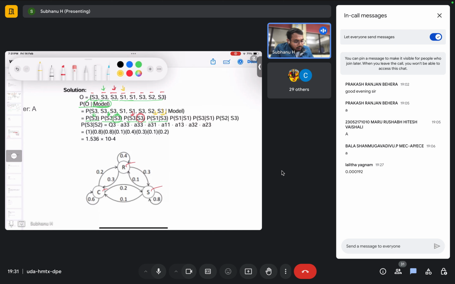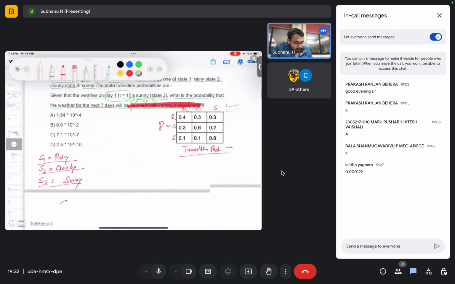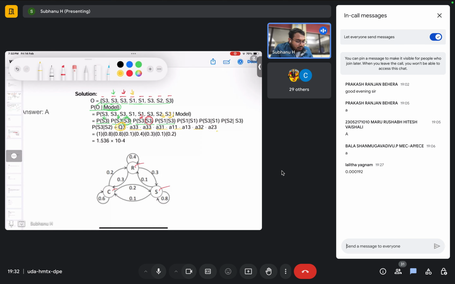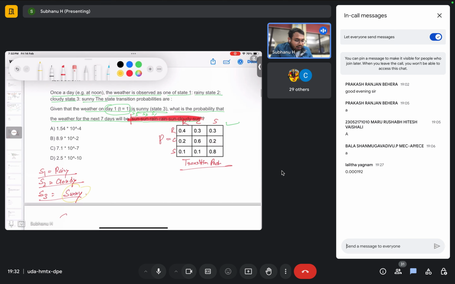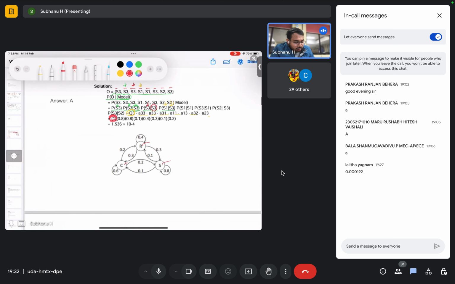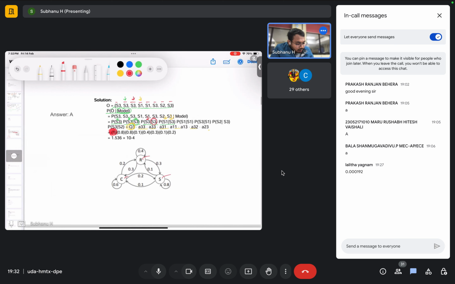For the first one, I have to find out the probability that the state is sunny, and for the rest, these are the transition probabilities. So what is the probability that the first day is sunny? From here I get the information that the weather on day one is sunny, so I know the weather is sunny and I am very sure. That's why it is given as 1. Then what is the probability of S3 to S1?